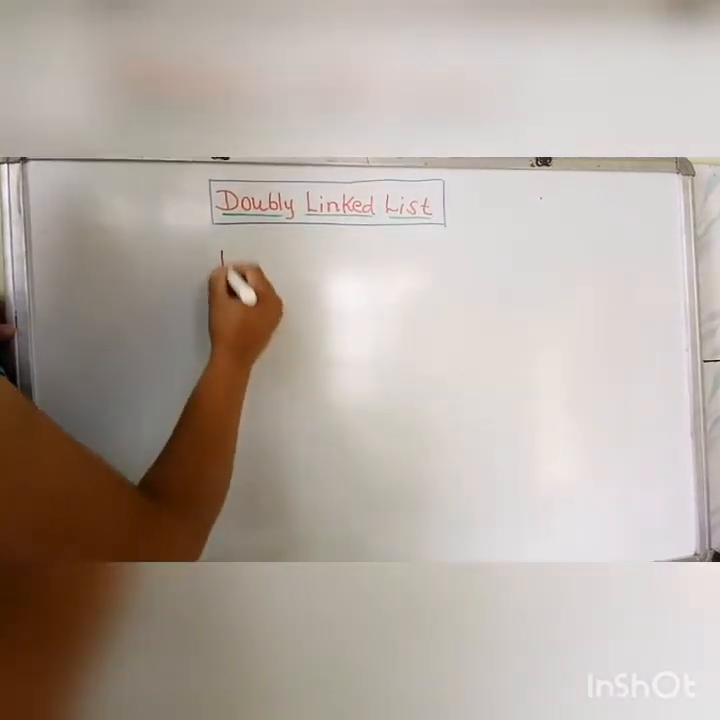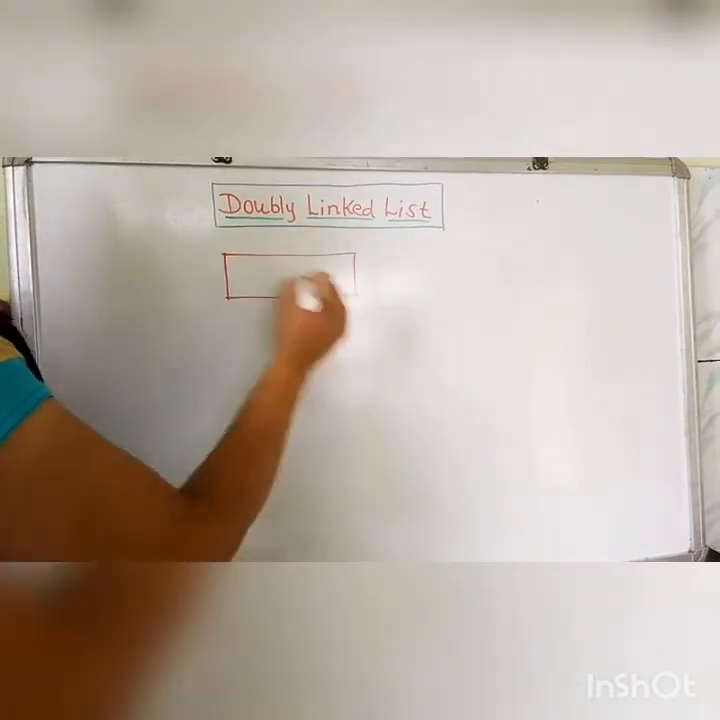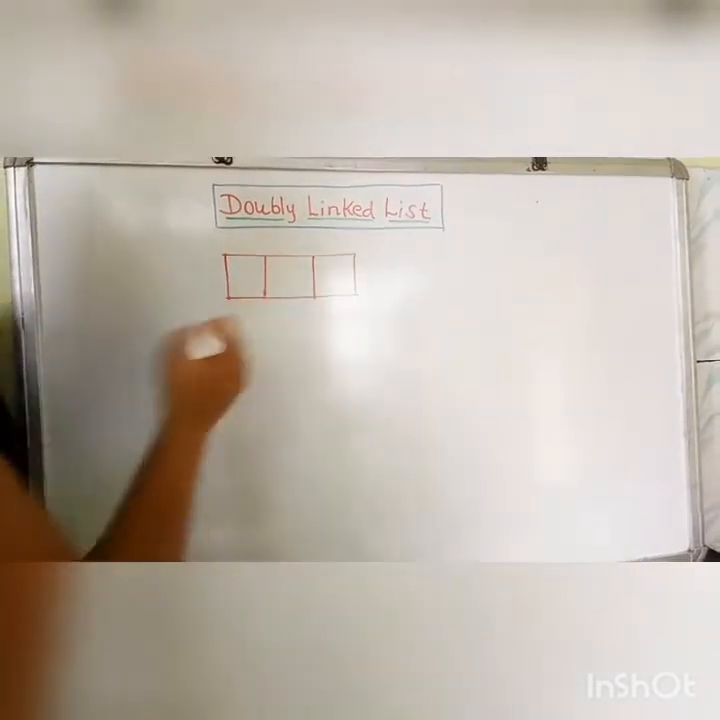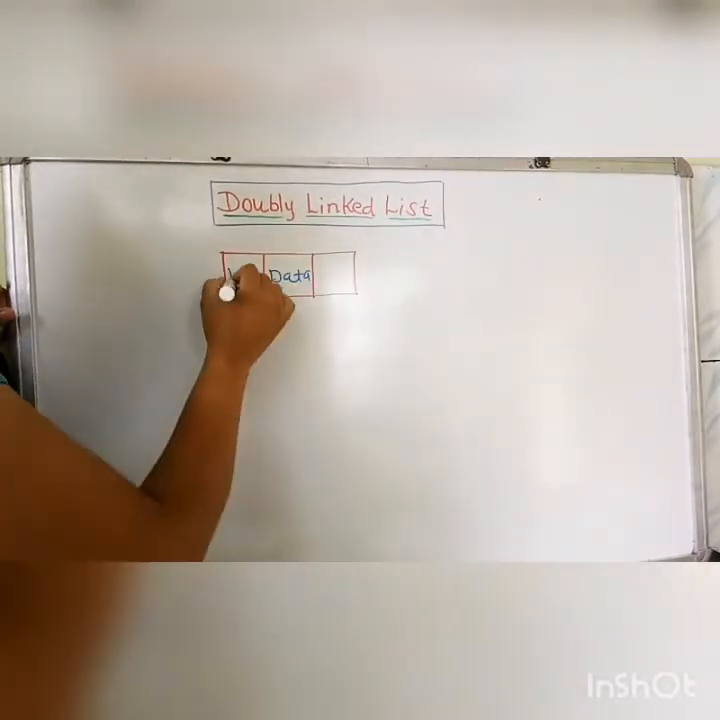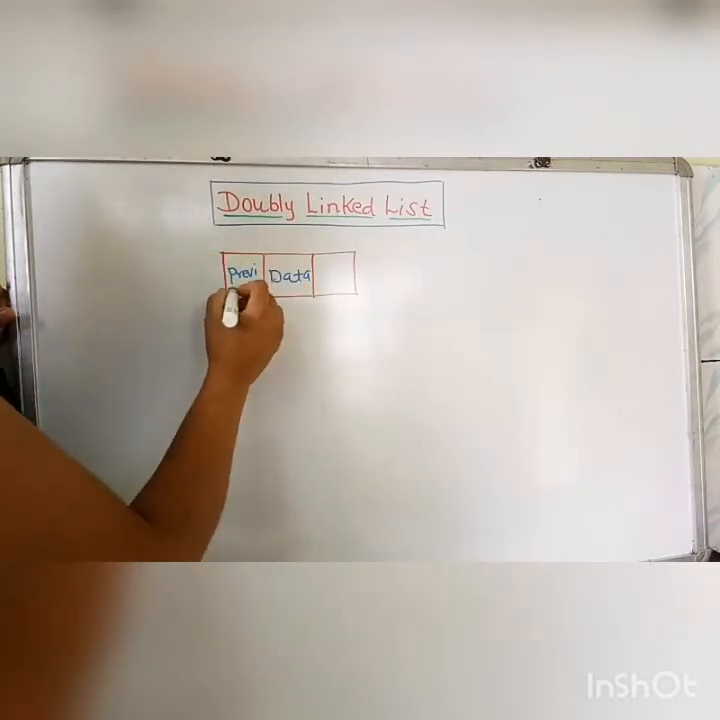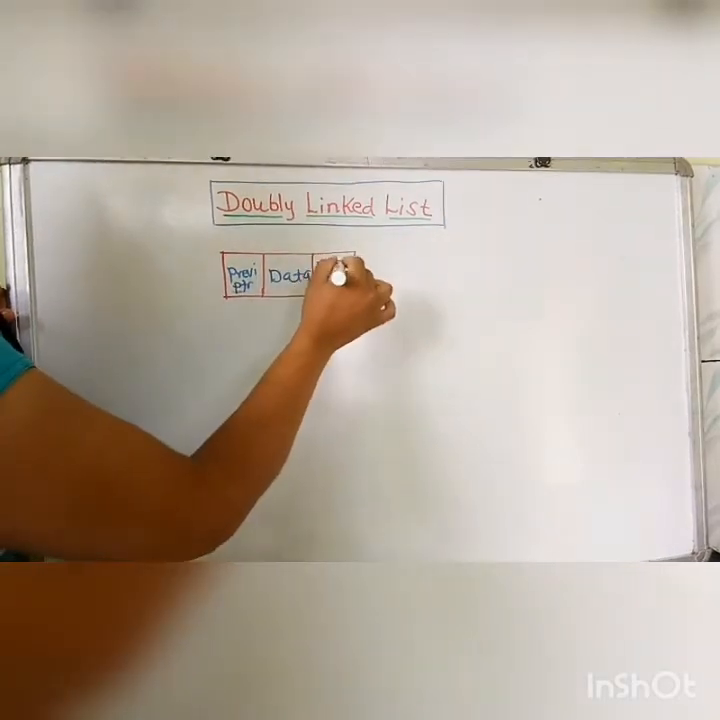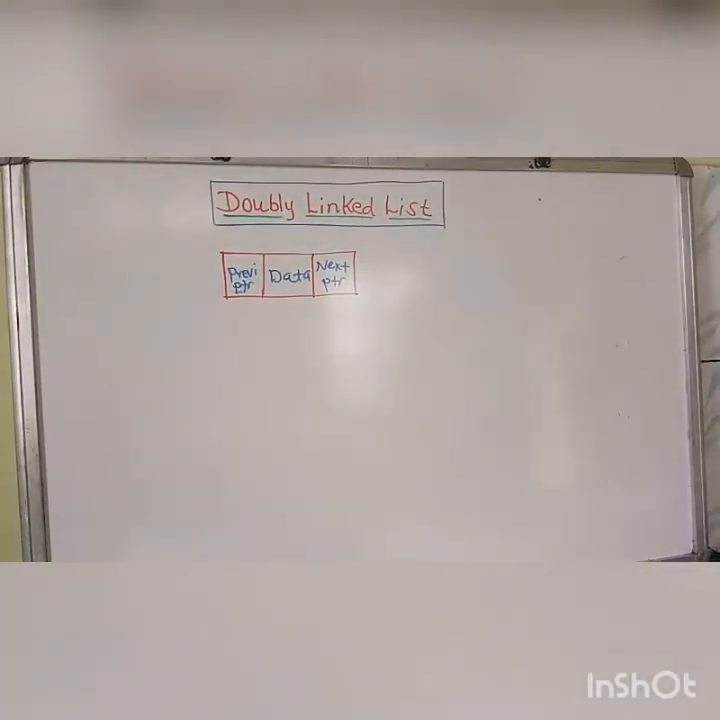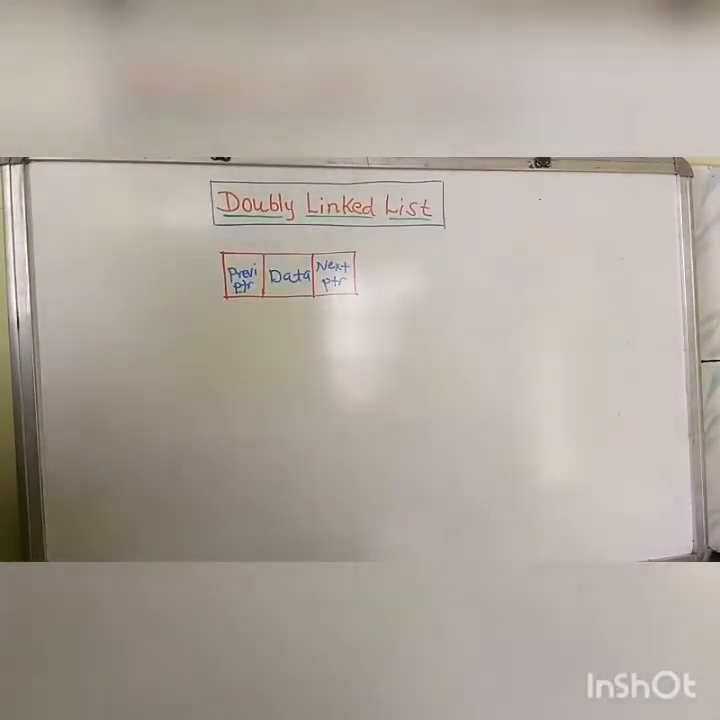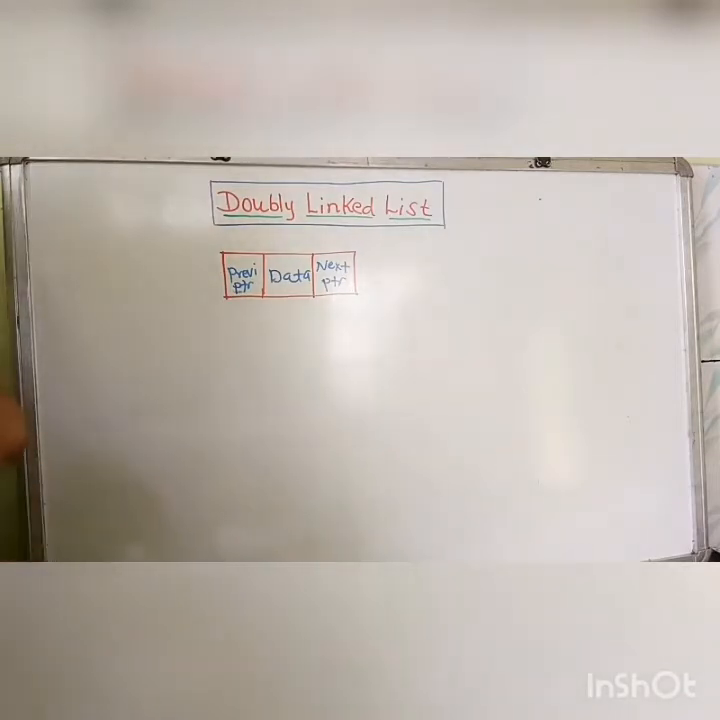Comparing it with the singly linked list, it has three parts. The middle section is the data part. The first compartment is the previous pointer and the last compartment is the next pointer. So comparing it with the singly linked list, here it has one extra section, that is the previous pointer, which is attached to the previous node of the linked list.